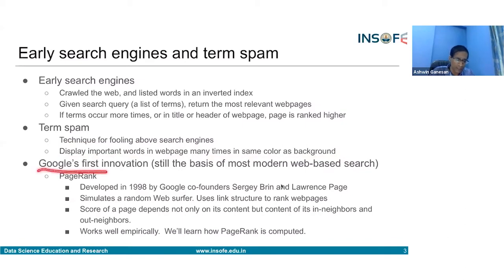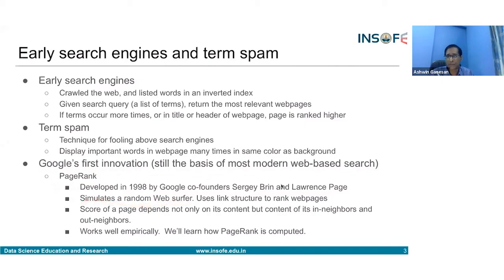And Google's first innovation, which is still used in pretty much all modern search engines, is a way to figure out which web pages are important by looking at the link structure of the web graph. There's a particular algorithm that Google developed in 1998 by the Google founders, Brin and Page. There's a mathematical idea behind it, and we will get to that in a couple of lectures, but you basically simulate a random web surfer.